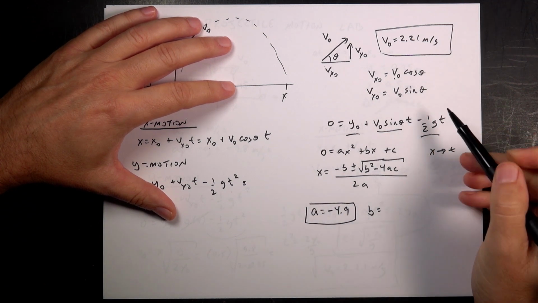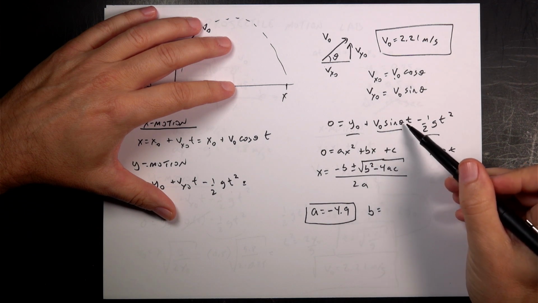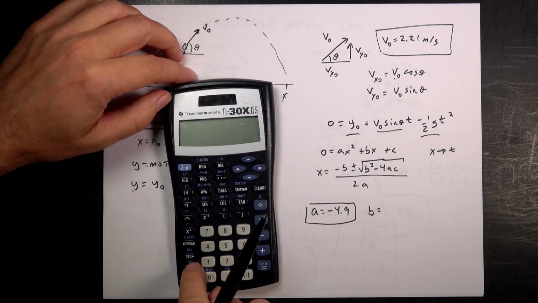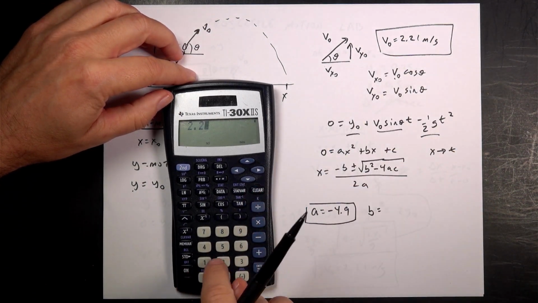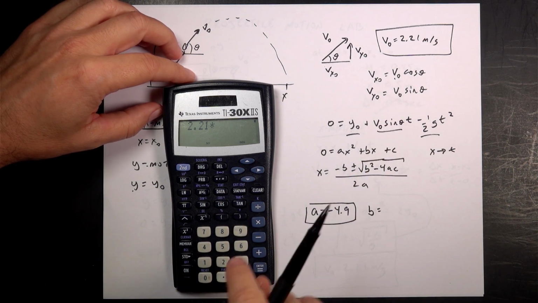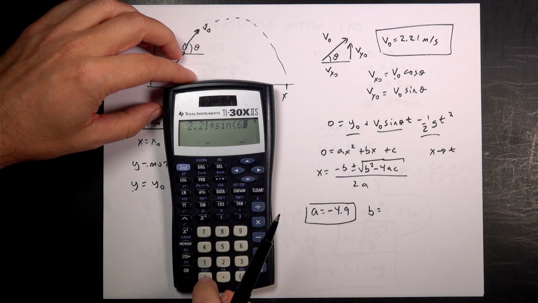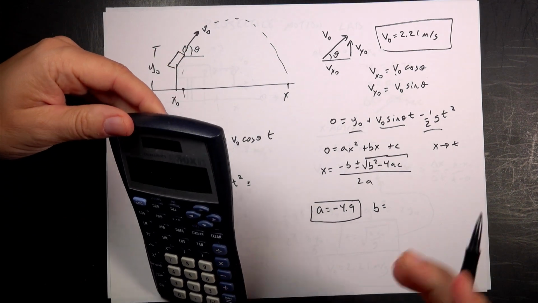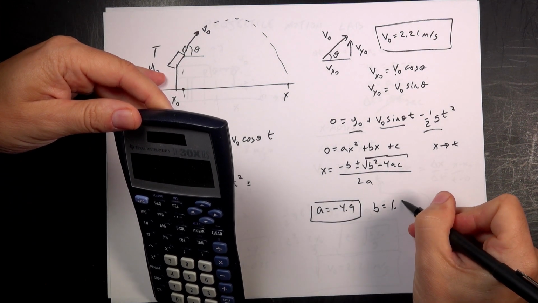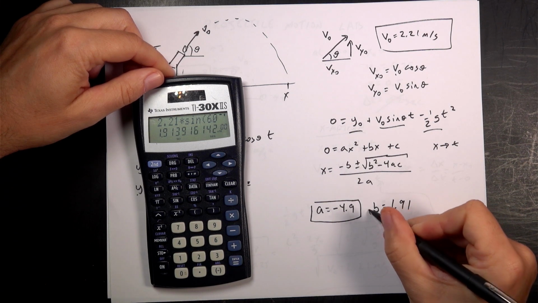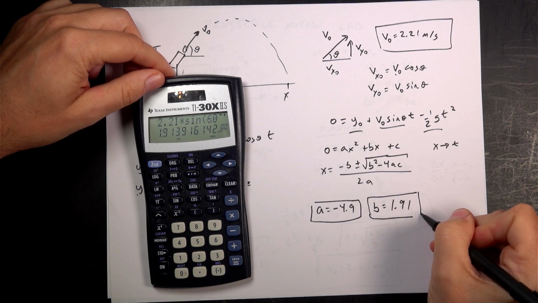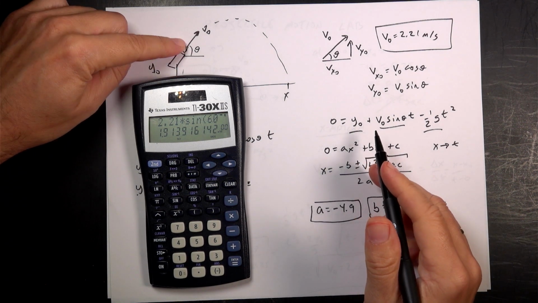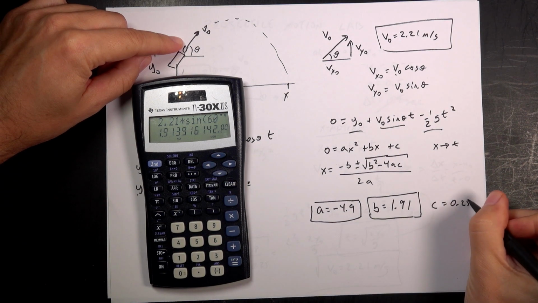B is going to be the term in front of t, so it's going to be v0 sine theta. So I need to calculate that. So let's go up here and say 2.21 times the sine of 60. And am I in degrees? Yes, I'm in degrees. And I get 1.91. And again, I'm going to leave off the units. It would be in meters per second. And then finally, c is my constant term, and that's just my initial position. I launch it from the same height, so it's 0.25 meters.